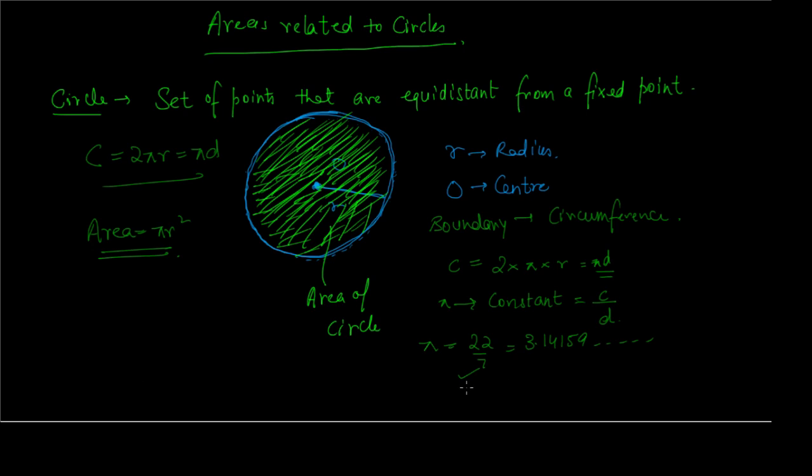Only when it is specified as 3.14, take it as 3.14, right? Always take pi as 22 by 7 if it's not specified. If it is specified that pi is to be taken as 3.14, then only take pi as 3.14. Otherwise, don't take pi as 3.14. Okay, so these are some basic terms with regards to circles. 2 pi r is the formula for the circumference of a circle, and area is pi r squared, right?